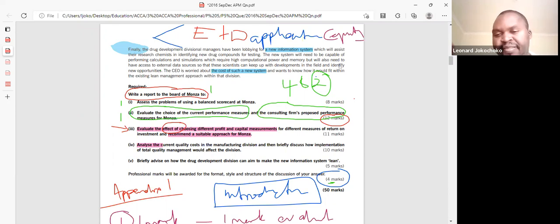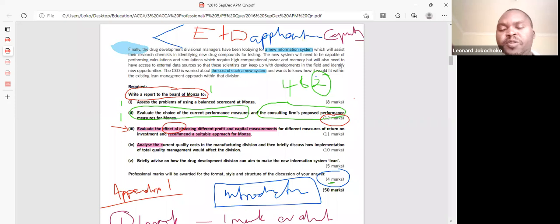So the last part says recommend. Recommending there, I think you only get 3 marks. So probably 8 marks should be coming from the first part. Recommending is only 3 marks there. Recommend a suitable approach to Monza Limited. So this is how my recommendation comes.